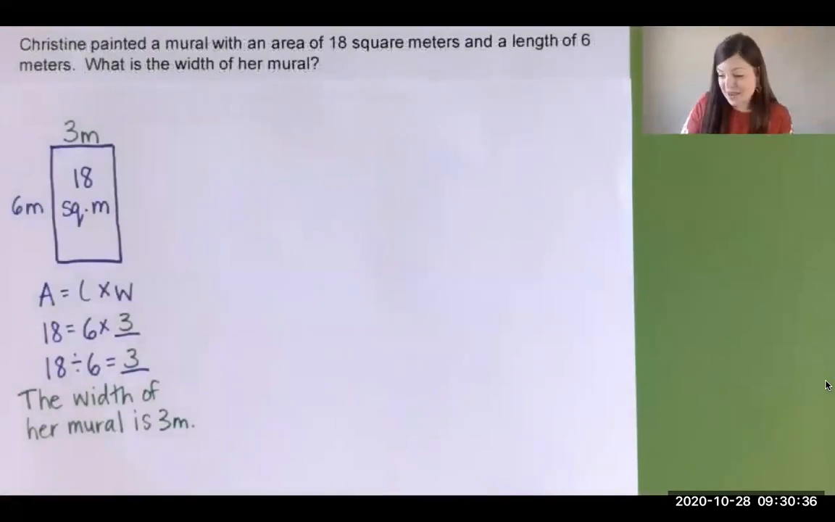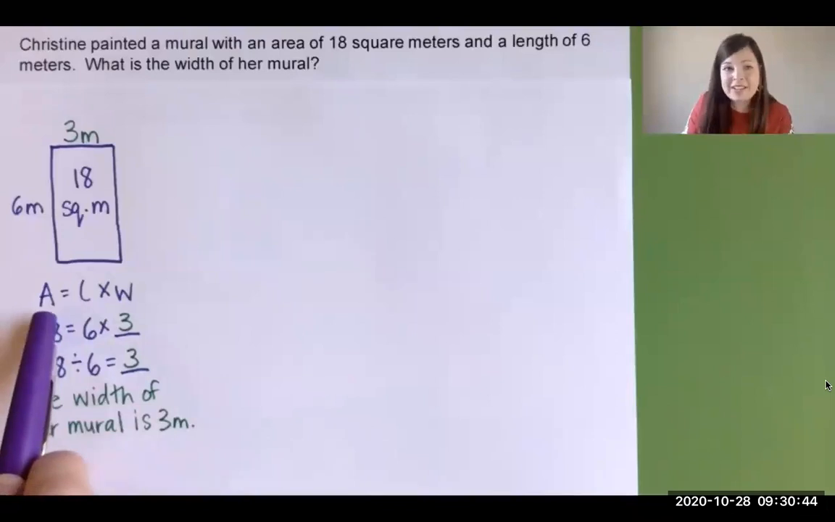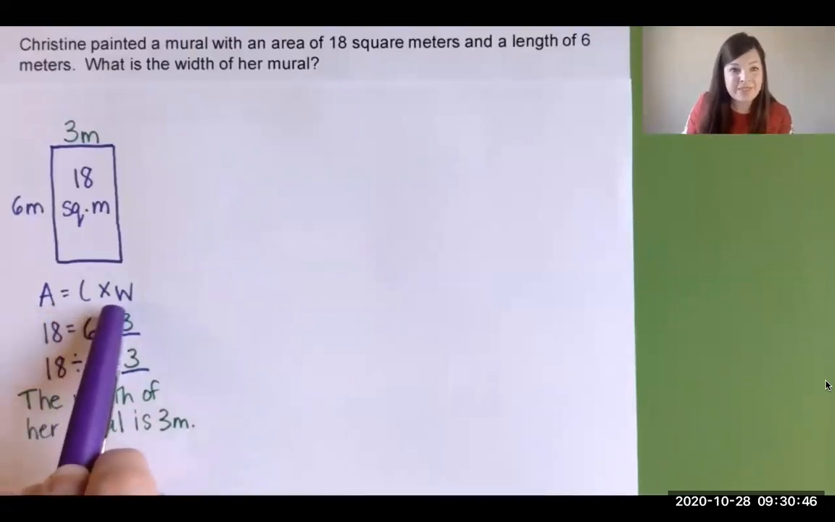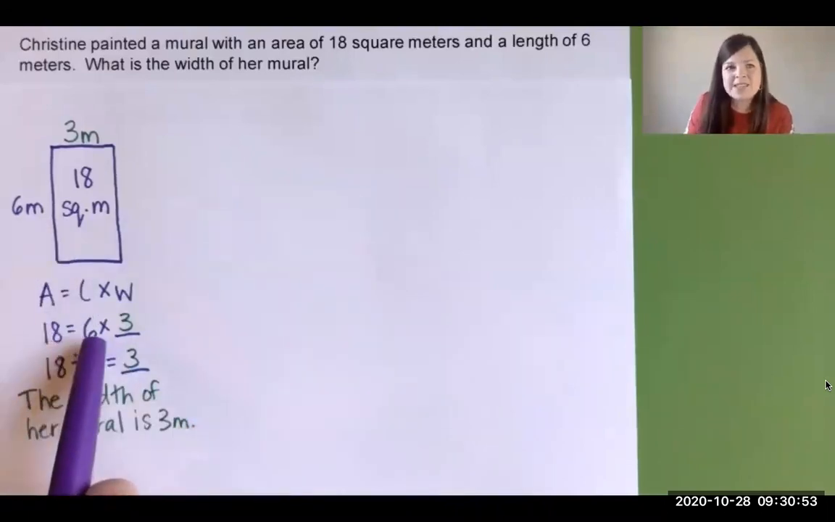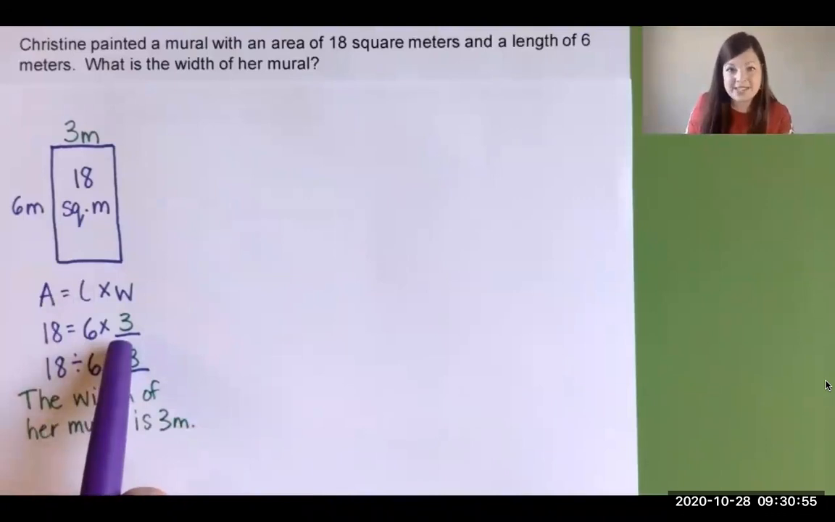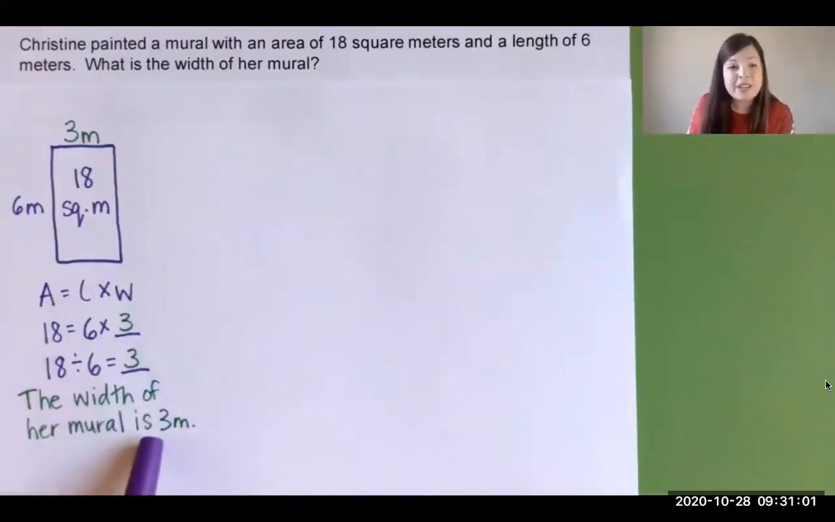Welcome back. Here's my work. Is yours similar? I found the width of this rectangle by using the area formula. Area equals length times width. I knew the area of this rectangle was 18 square meters, so I thought 6 times what equals 18? Well, 6 times 3 equals 18. So I knew the width of this mural is 3 meters.